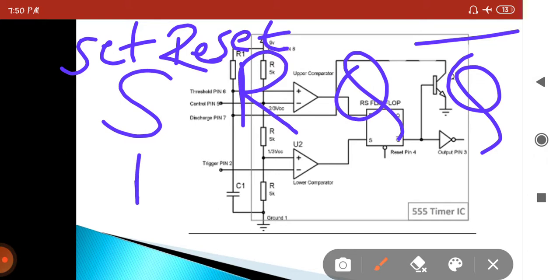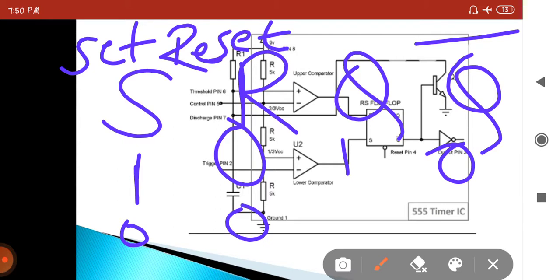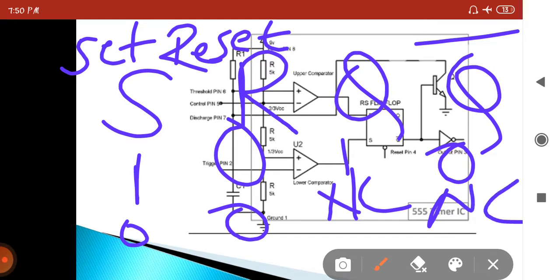If set is 1 and reset is 0, the output is 1, and the inverse of that is 0. If set is 0 and reset is 0, there is no change in the output. Then set is 0 and reset is 1, the flip-flop output is 0 and Q bar is 1. If set is 1 and reset is 1, the output is 1 and the inverse is 0. This is the truth table of the SR flip-flop.